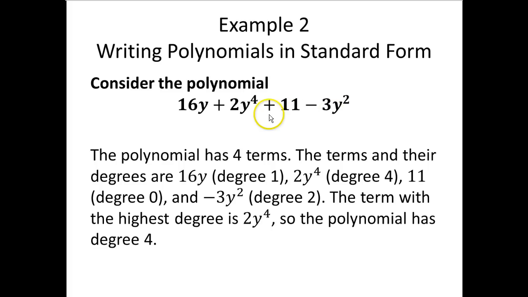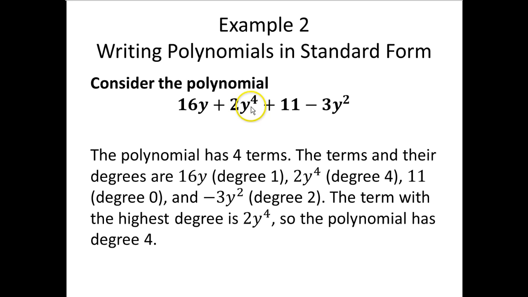So let's consider this polynomial here. Okay? It is not written in standard form. So I have 16y plus 2y to the power 4 plus 11 minus 3y squared. Now the polynomial has four different terms, four different objects being added together. Okay, if I change the subtraction to addition, the terms and their degrees are: 16y has a degree of 1 because there's basically an implied power of 1 here.